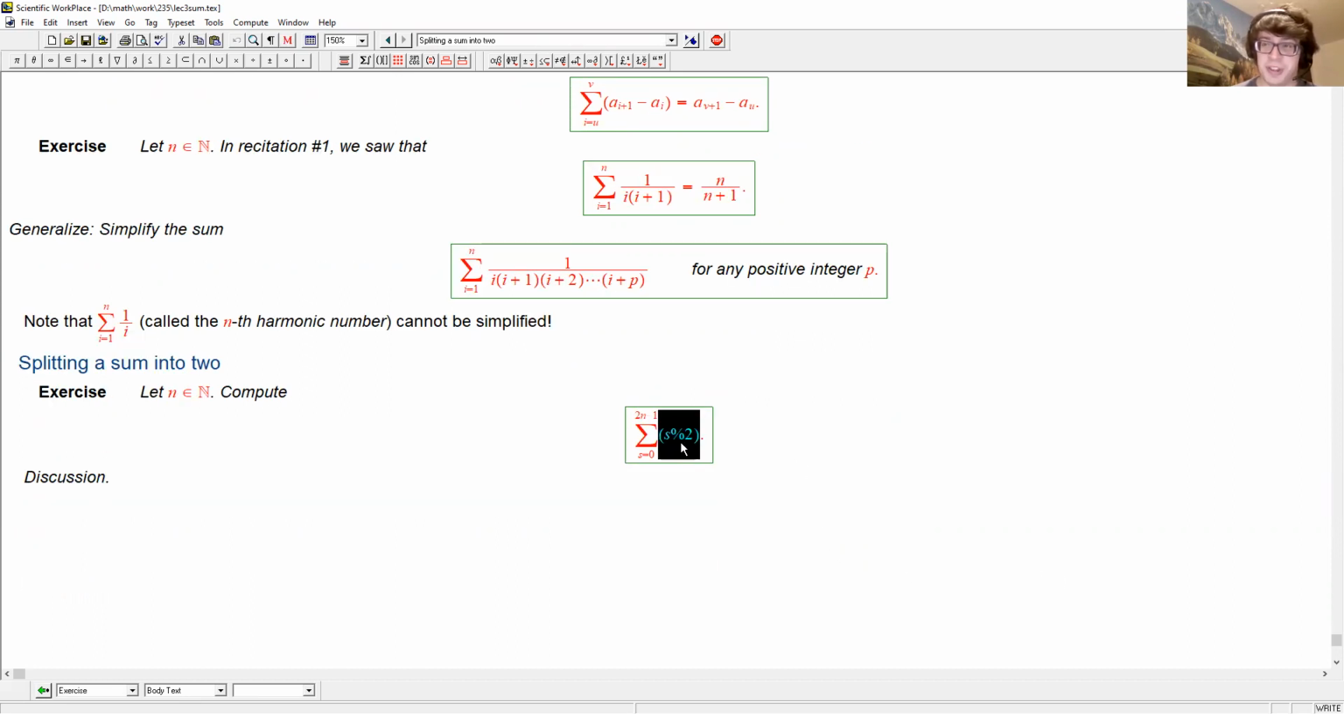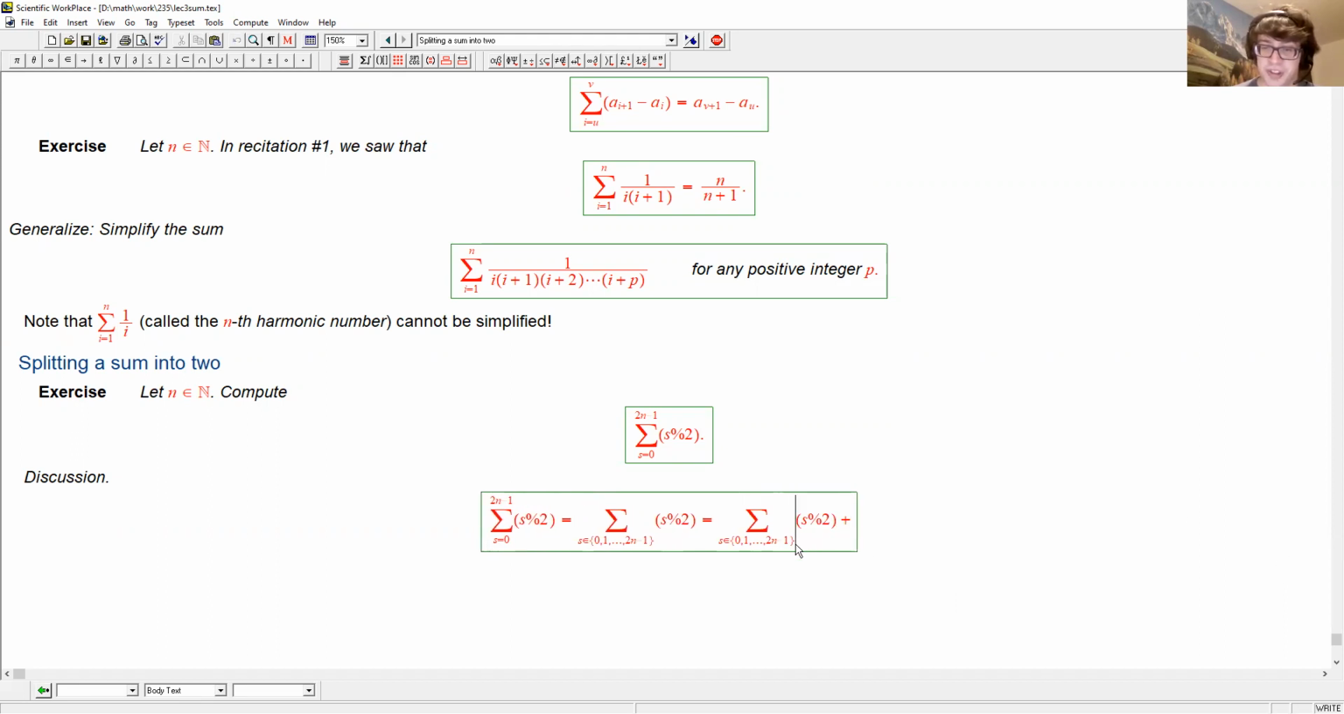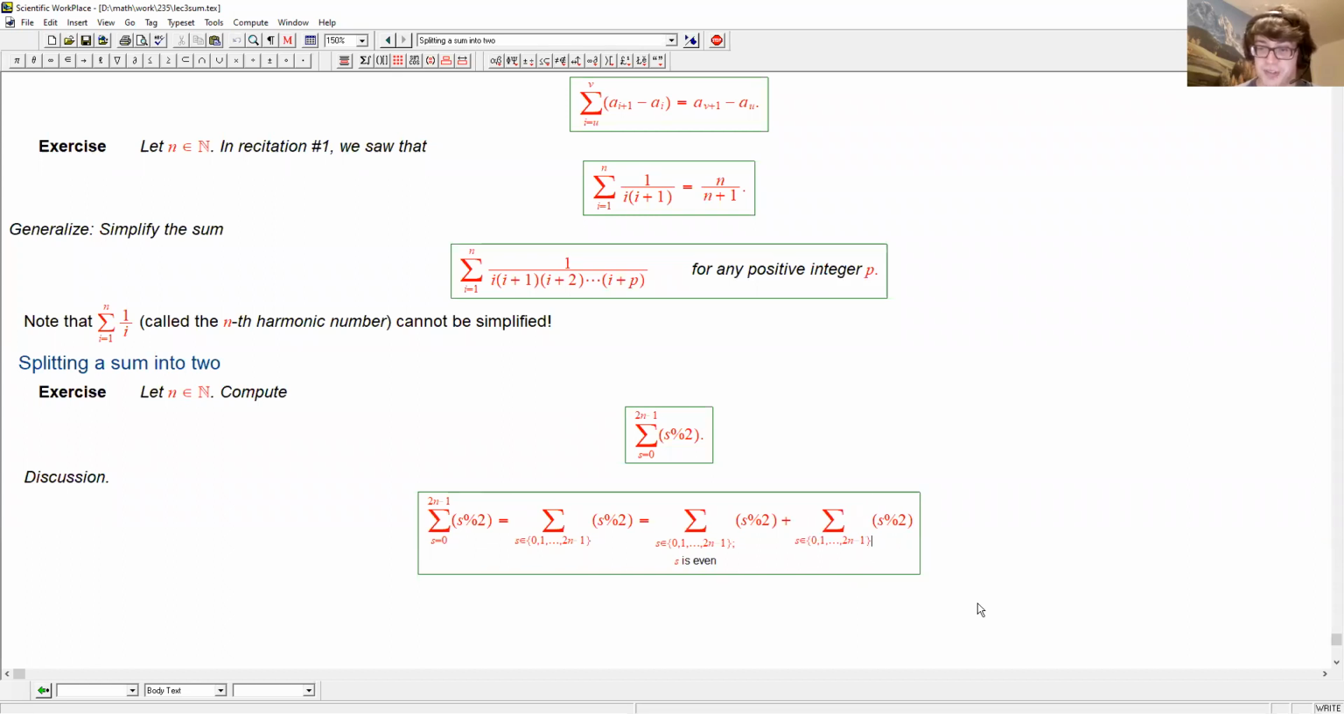Well, these remainders go like 0, 1, 0, 1, 0, 1, and so on. So every other addend here is a 0 and a 1. Thus, logically, we should be able to separate the zeros from the ones. So let's do it. First of all, we restate this in terms of the set. And now we can split the sum into two bunches. One bunch with the even s's. This notation means we restrict the sum only to those s's that are even. And then, of course, the others, which are the odd s's.